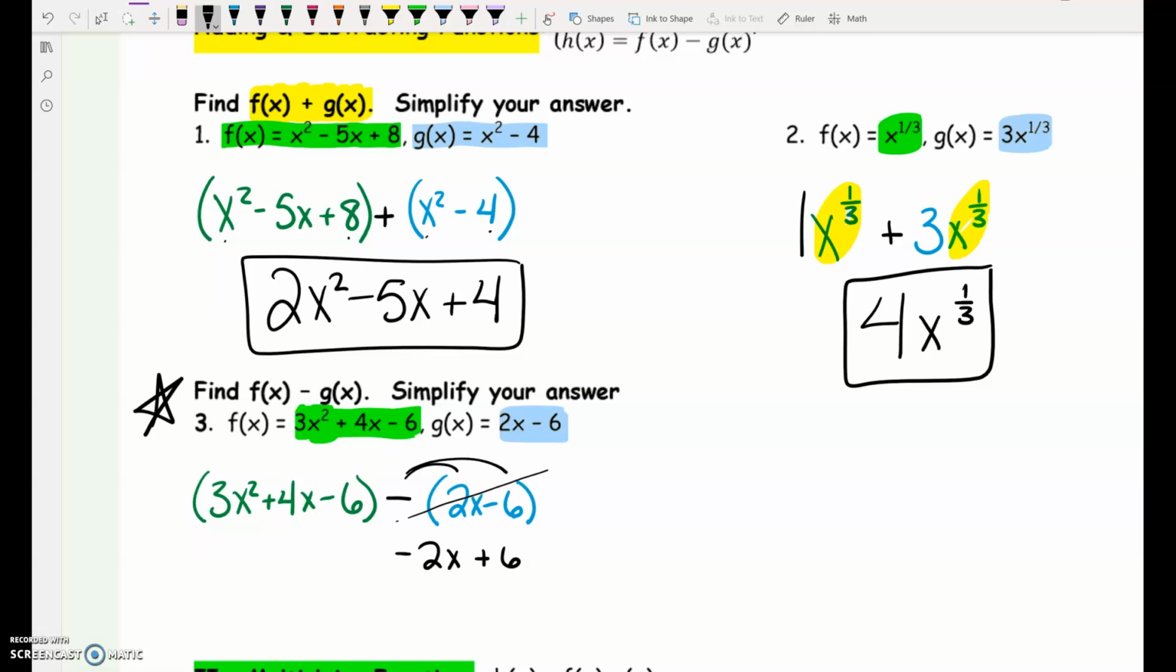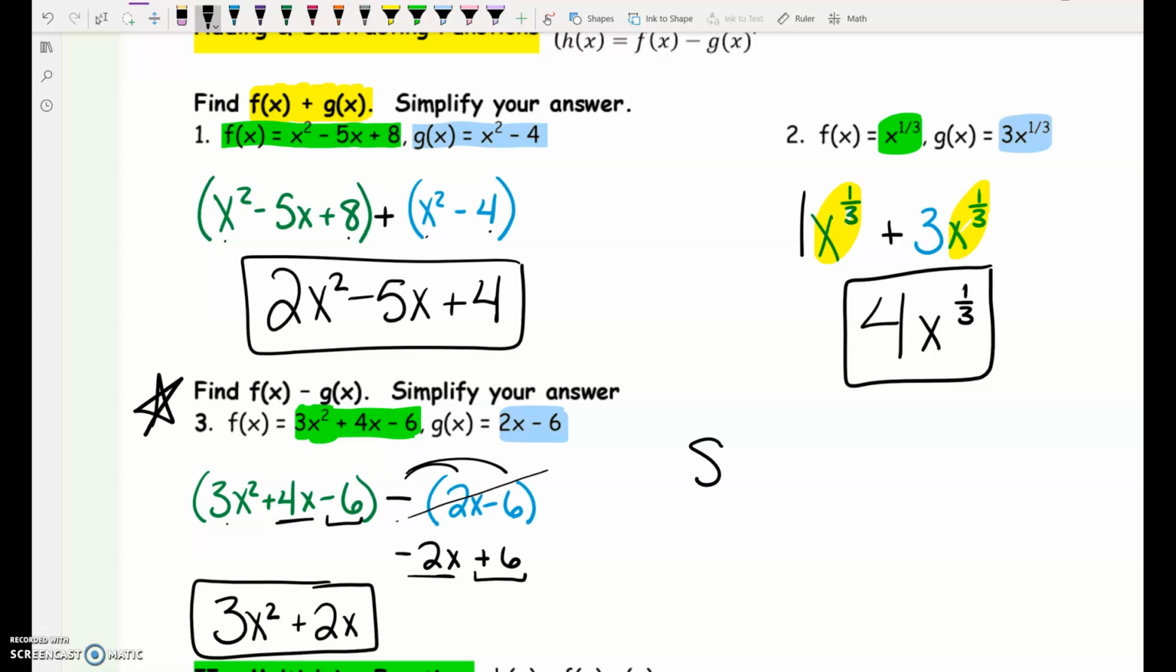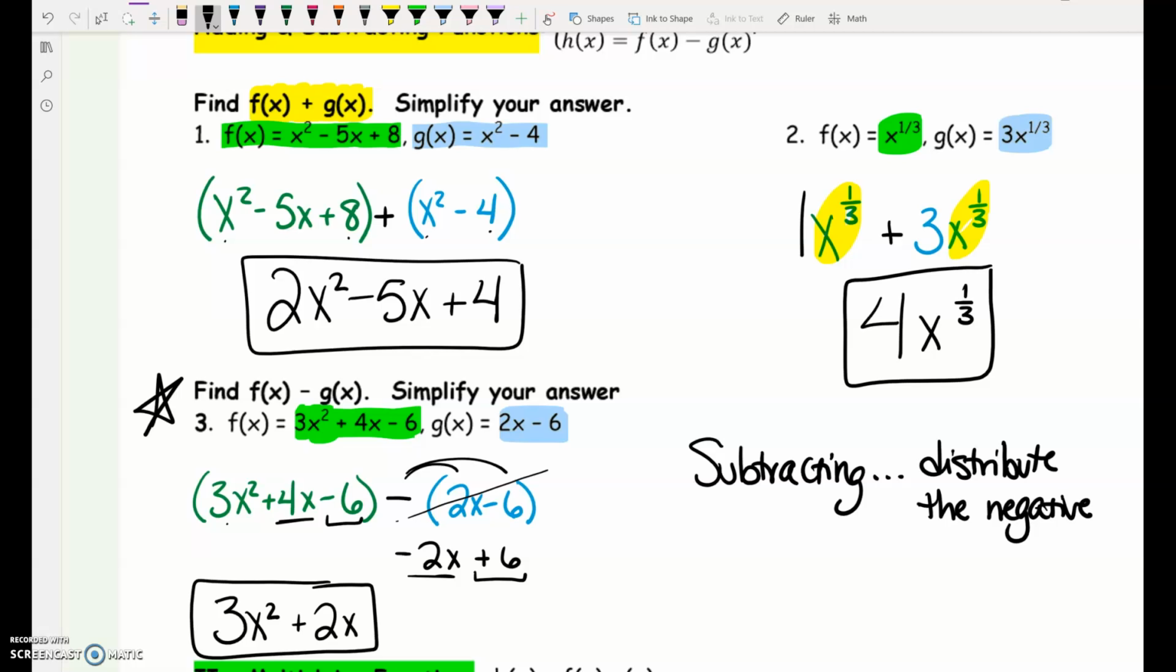Then this is like combining like terms. We've got 3x squared. We've got 4x and negative 2x. That would be 2x. And we've got negative 6 plus 6. What is negative 6 plus 6? 0. So when you're subtracting, don't forget to distribute the negative to the entire second function.